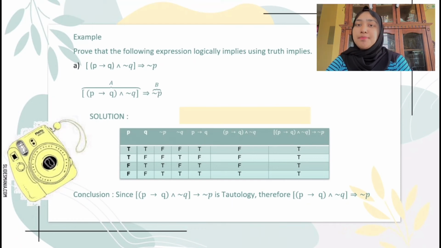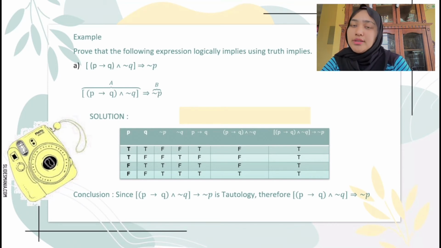So now I will explain an example so that you guys can understand the definition of logical implication easily. Look at example 1. It asks us to prove that the following expression logically implies, using a truth table. For A, P implies Q, and negation Q implies negation P. First, we need to divide the equation into two parts, A and B. From the slide, as you can see, I did divide the equation into A parts and B parts.